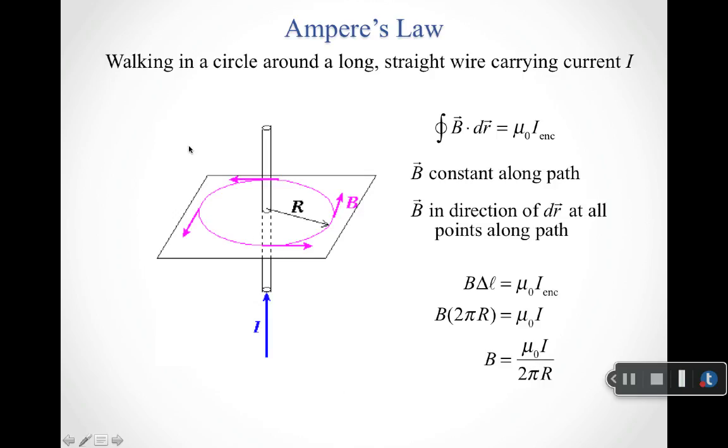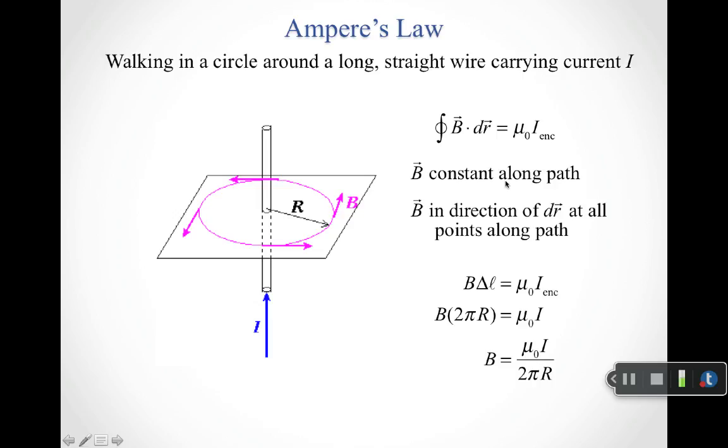As an example, consider walking in a circle around a long straight wire carrying current I. The first thing you notice is that, just like we would draw in our Gaussian surface, here we've drawn in our Amperian loop. Our Amperian loop has to have a constant magnitude of the magnetic field, and sure enough, if we stay at a constant radius, the magnetic field has a constant value at all points along our path. And as we walk, our tiny little steps dr happen to point in the direction of the magnetic field at all points, because both of them are tangential to our circle. So we meet our two criteria.